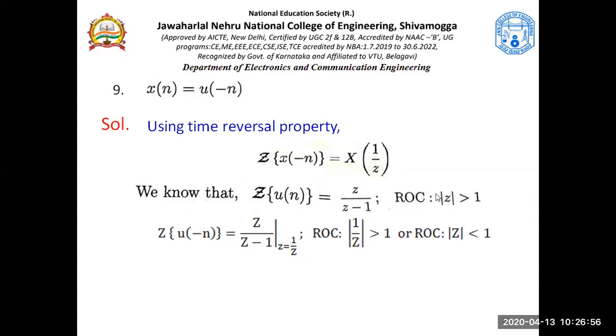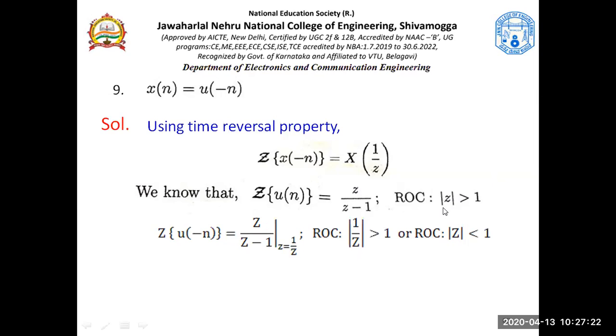And here see the ROC. ROC is z greater than 1, right? So in place of z, we need to have 1 by z. That means here in ROC also we have a z, so that z also needs to be substituted by 1 by z. So 1 by z greater than 1 is as good as saying z less than 1. Understand? How did it get z less than 1?